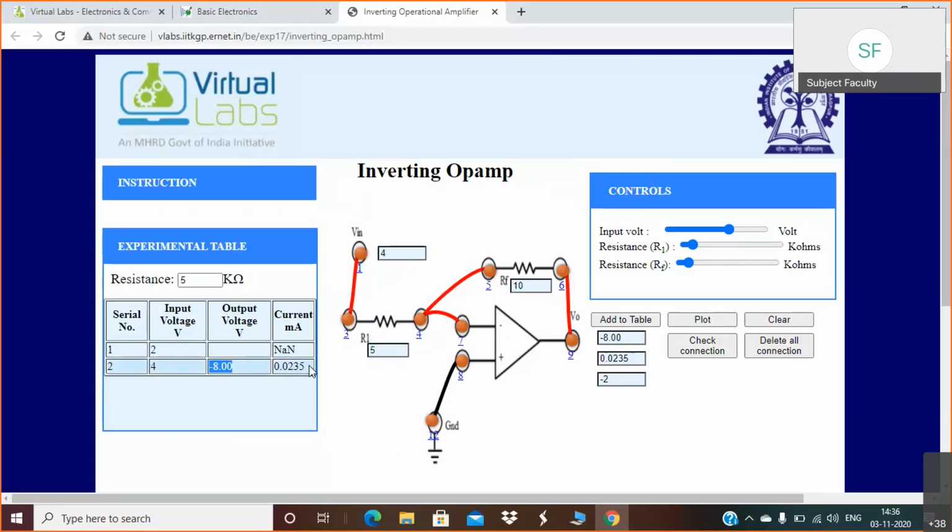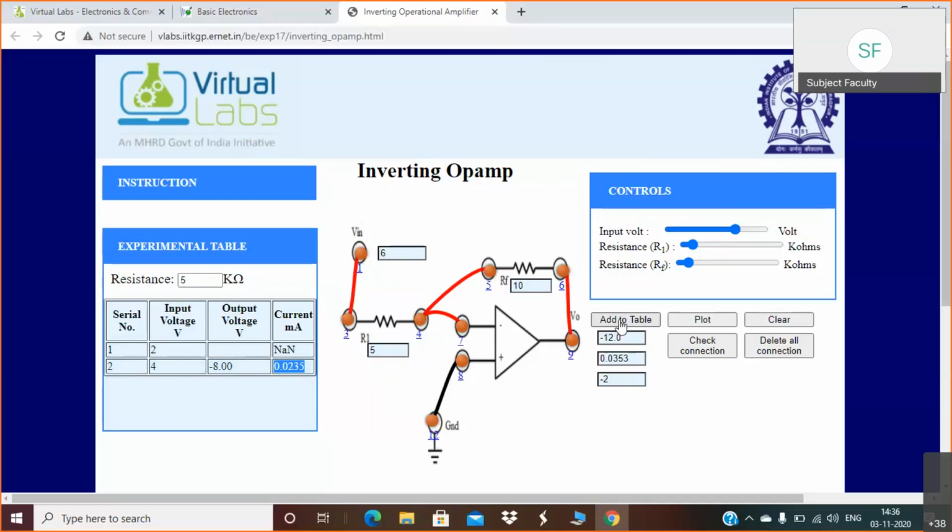So this current you can neglect. There is no need of this particular current. You have to just observe these two entries. When your input voltage was 4 volt, your output was amplified to 8 volt, but since it is inverting, the minus sign will be there. Now I'm changing the value from 4 to, let's say, 6. The circuit gain is minus 2, so 6 multiplied by minus 2, minus 12 should appear in the next.